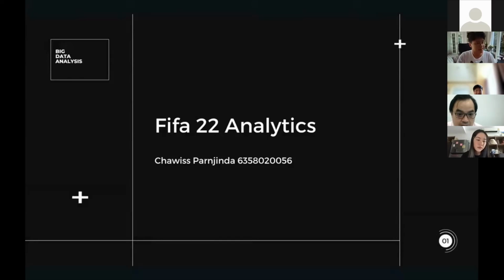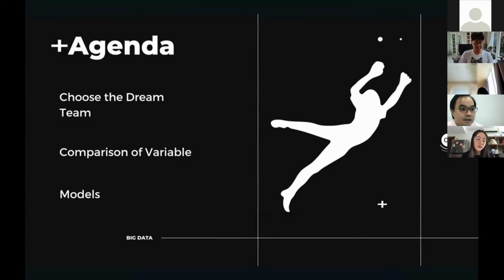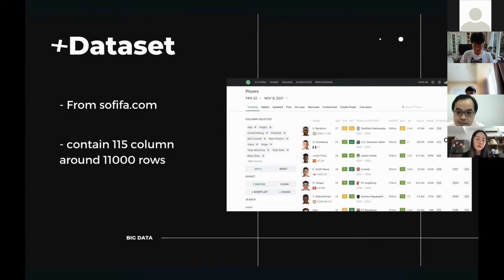Class, I'll be doing FIFA 22 analytics. There'll be three main topics in this slide. First is creating a team consisting of many types of players. Second is comparison of each statistic variable. And thirdly is creating a linear regression model to compare the overall stats to the other stats. So first, let's get started with the dataset.